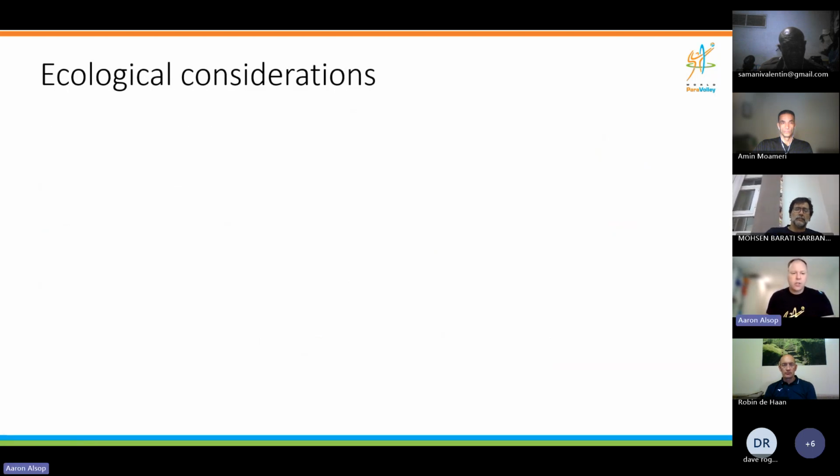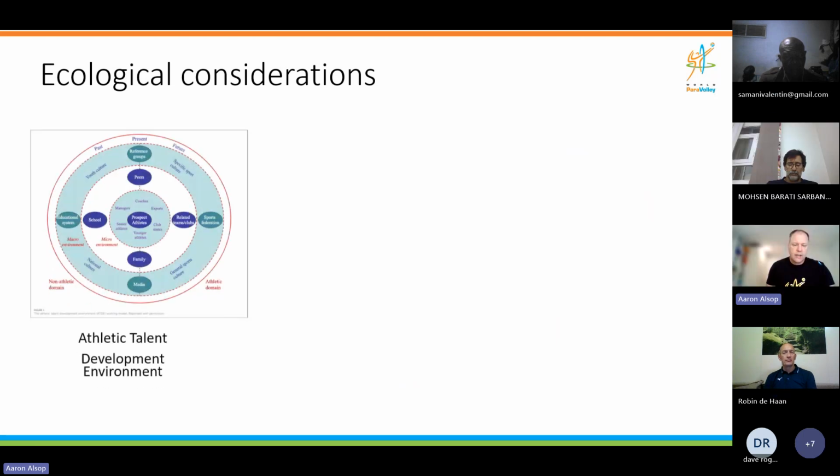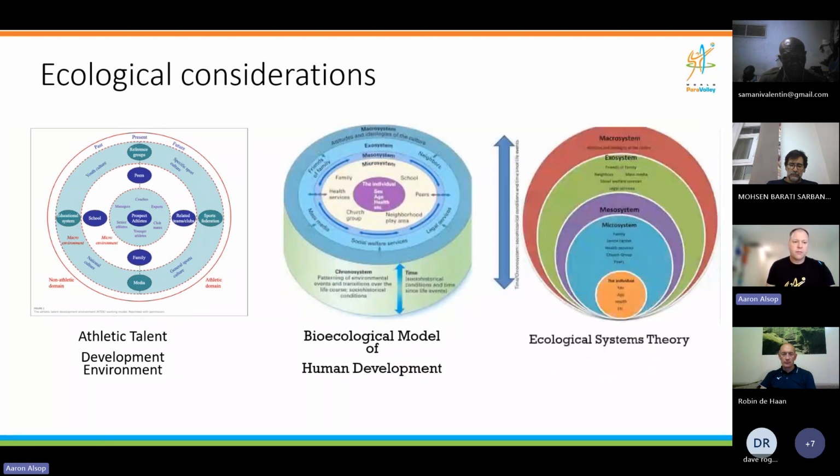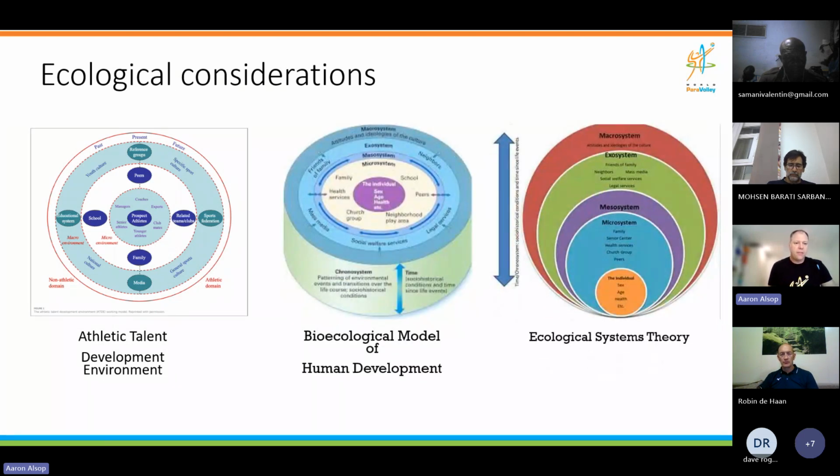The last consideration we want you to look at for coaches is thinking about this ecological approach. Many of you would have seen these different types of models. The one on the left, the athlete talent development environment, where the athlete might be at the center of that particular system, and you're looking at all of the factors around the athlete that are supporting that whole ecological system for the person. The one in the middle is where we look at typically the micro systems all the way up to the macro systems, but it also contains what we call an element of time factor across the stages of development for athletes.